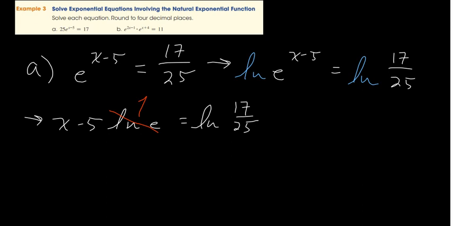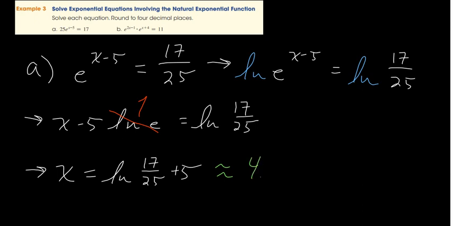And then one last step, we're going to add 5 to both sides. So we're going to have x is equal to the natural log of 17 over 25, and then we're going to add 5. And that is going to be approximately 4.6143. Okay, and that's A.